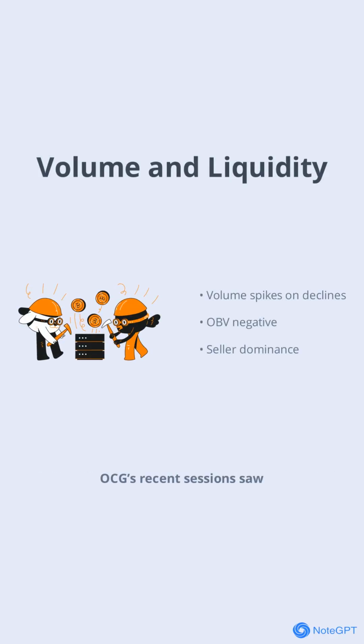Volume analysis reveals some interesting dynamics. OCG's recent sessions saw massive spikes in trading volume, especially during the sharp price drops. The on-balance volume (OBV) is deeply negative, and the accumulation distribution (AD) line also shows strong outflows. It suggests that sellers have dominated and liquidity has been high during the sell-off. For those considering entry, high volume can mean easier execution, but also signals that many are rushing for the exit.